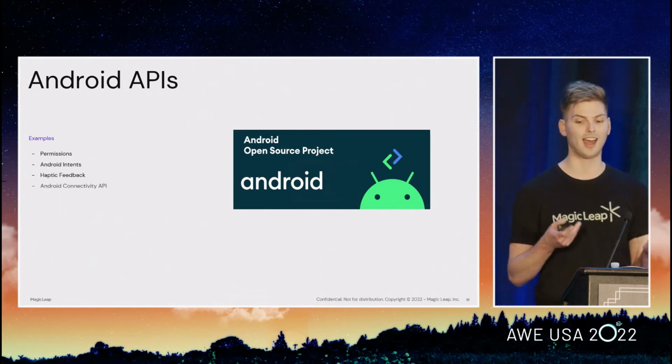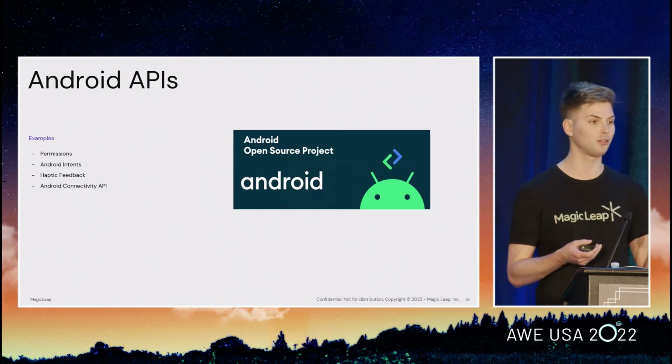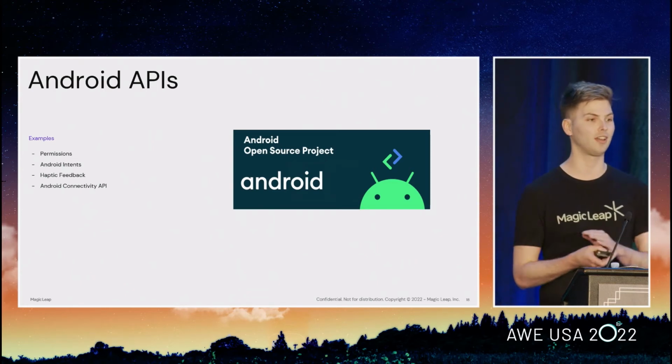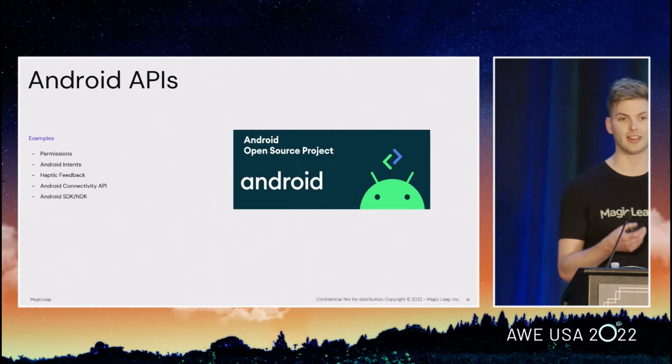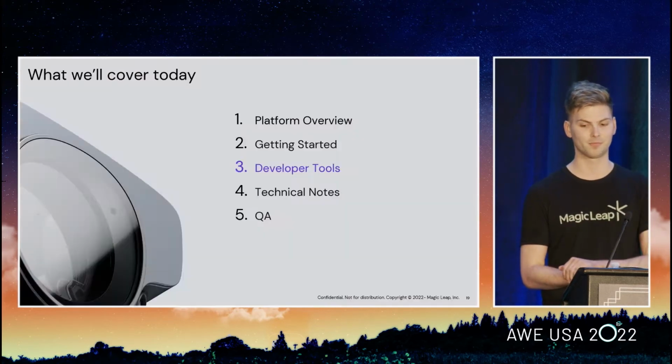For example, access to the Android connectivity API. So developers can access Bluetooth and Wi-Fi Direct the same way they would on an Android device. Developers can also create applications and plugins using the native Android SDK and NDK.